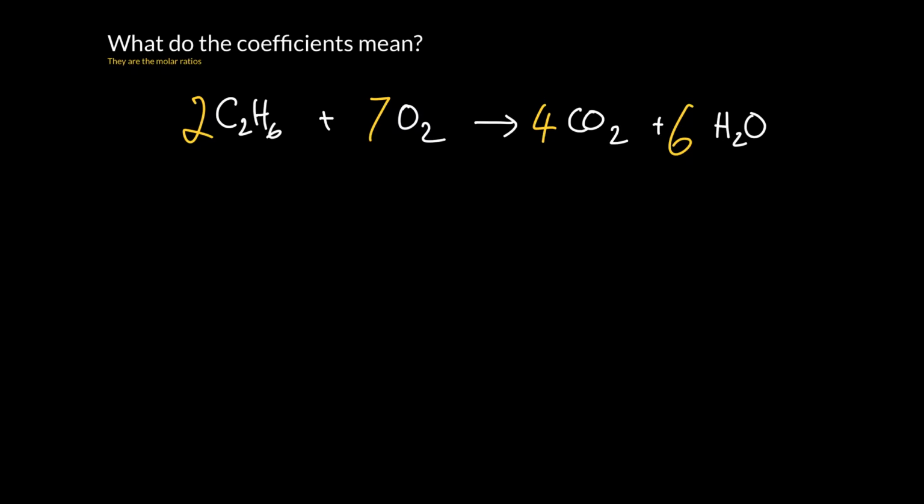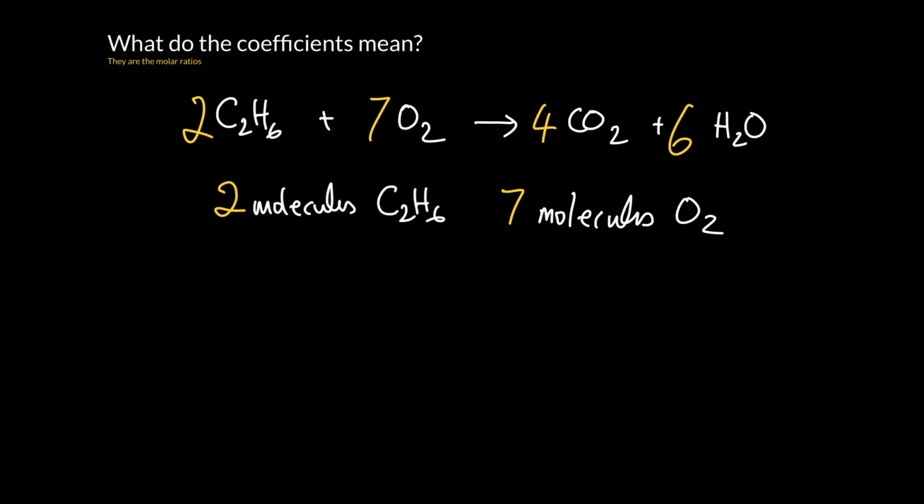Well, one interpretation is that 2 molecules of C2H6 react with every 7 molecules of oxygen. So we can write an equals, or a colon, there to show it is a proportionality. That's one way to interpret it, and we can take this and multiply it by any number we like.